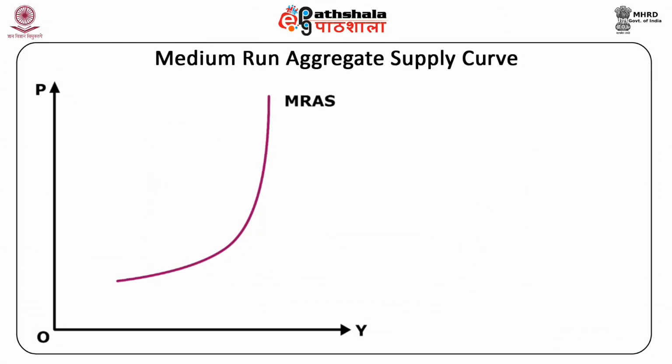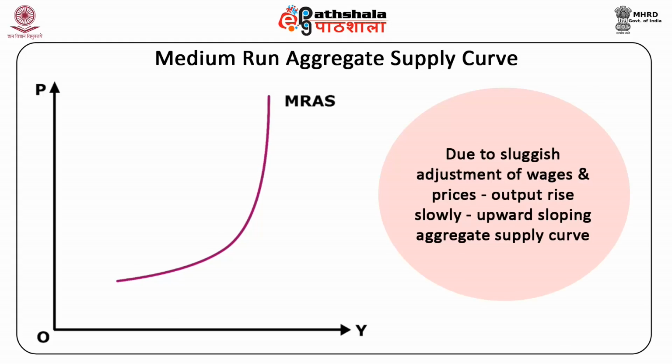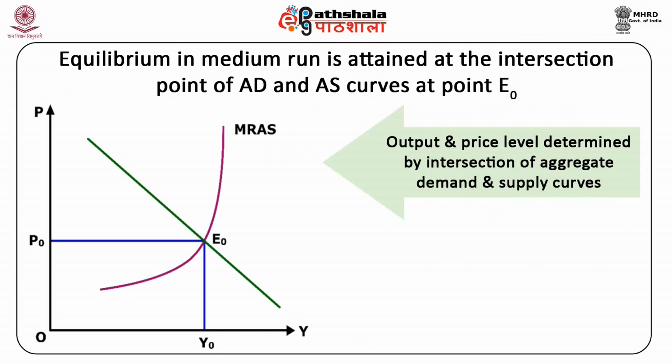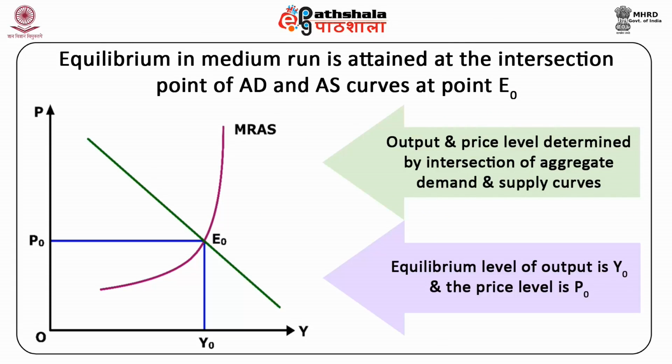The figure shows the medium run aggregate supply curve. Due to this sluggish adjustment of wages and prices, output will rise slowly, leading to the upward sloping aggregate supply curve. Output and price level are determined by the intersection of aggregate demand and supply curves. Equilibrium level of output is Y0 and the price level is P0.